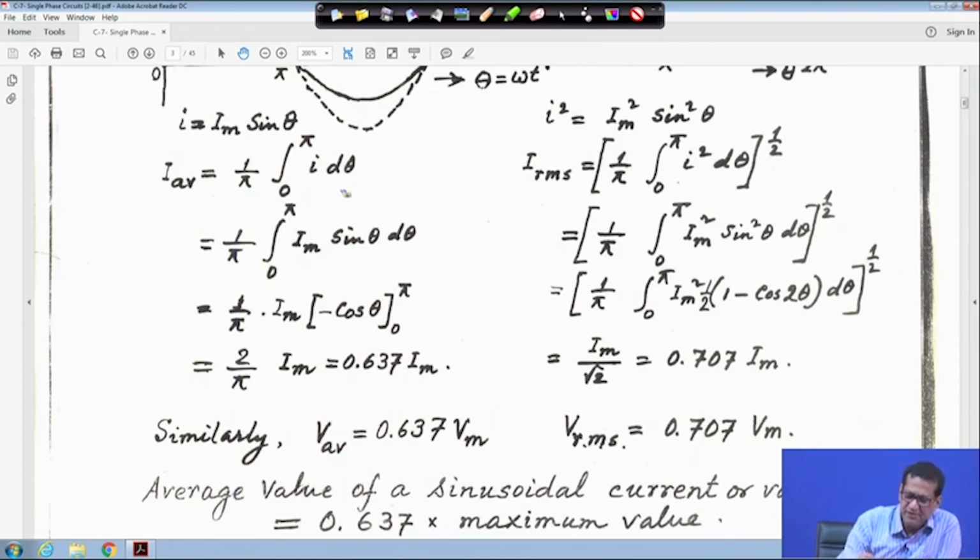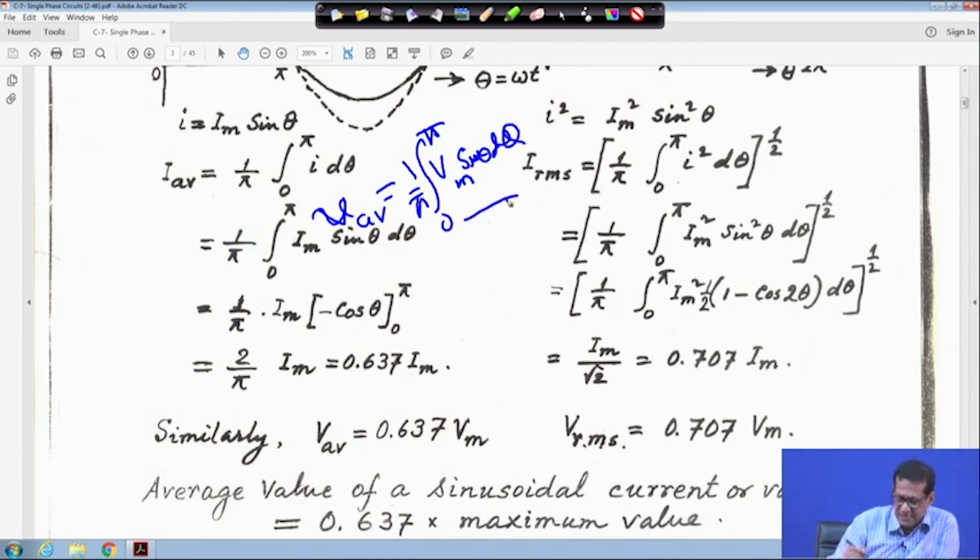Similarly, you will get V average in the same way. V average is equal to 1 upon pi, 0 to pi, Vm sin theta d theta. You integrate the same way, and you will get V average equal to 0.637 into Vm, because both are sinusoidal waveforms. Vm is the peak value of the voltage, and similarly Im is the maximum value of the current. This is the average value.